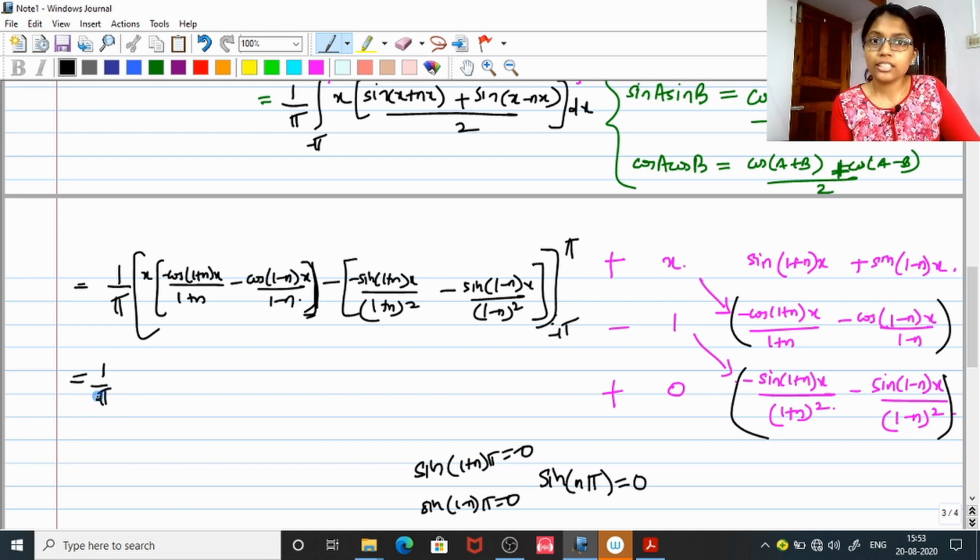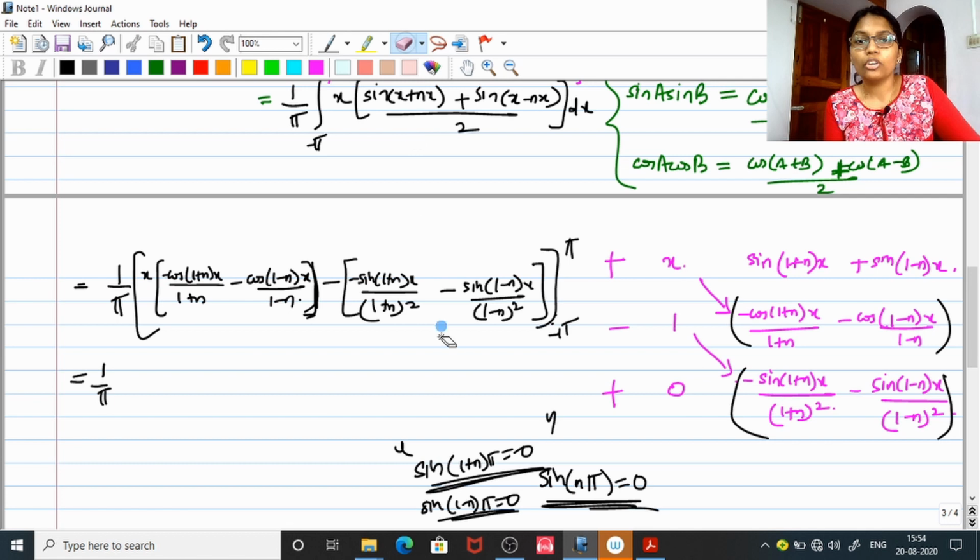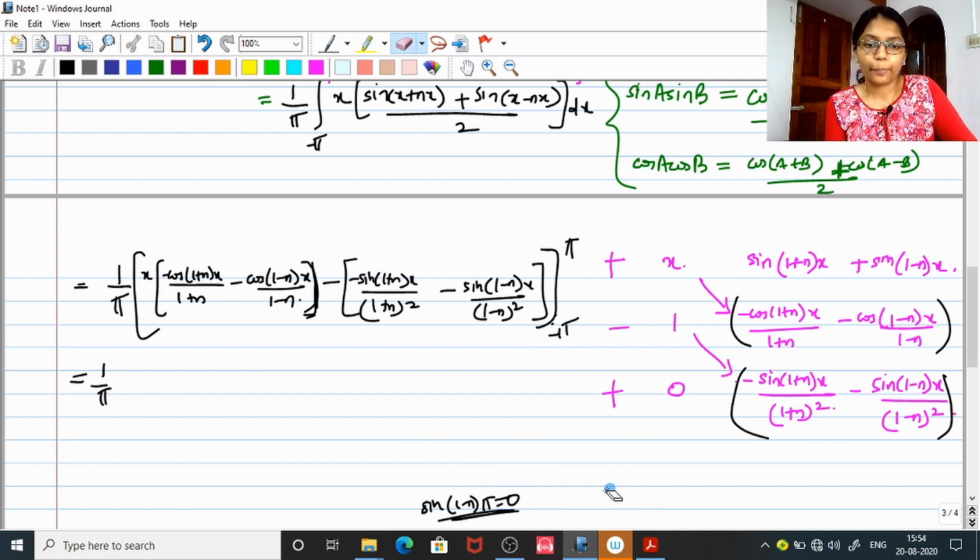Integration is a tough topic. Also trigonometry is another tough topic. When they come together in front of you, of course it is a scary thing, but it is quite easy since we have sin n pi equal to 0. Sine of anything into pi is going to be 0 only. So it is going to be quite easy only. Just check it out. Please follow me.